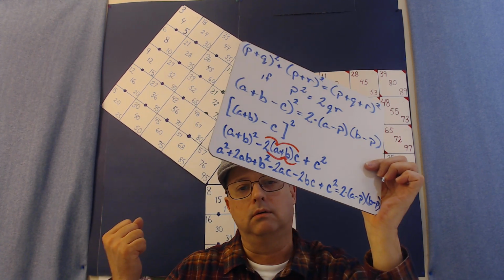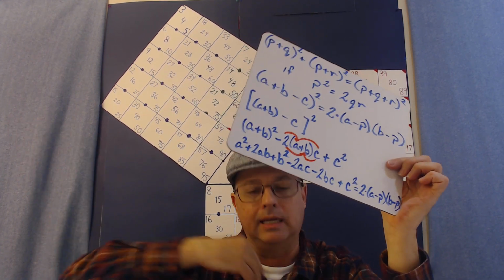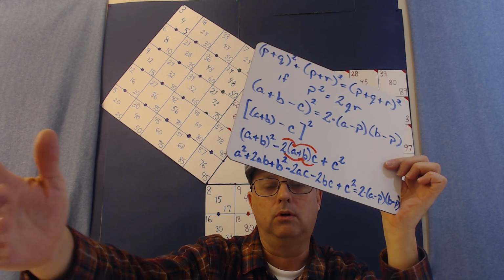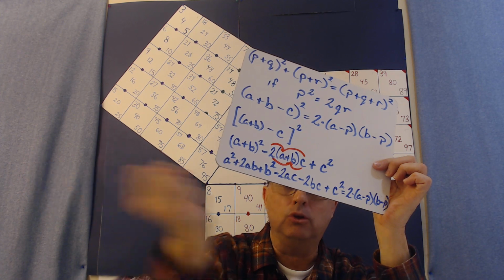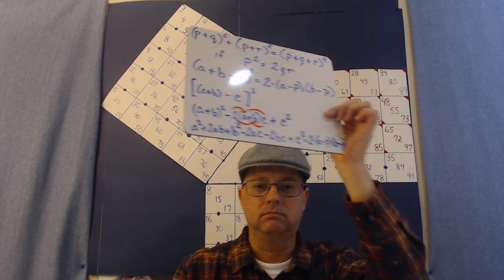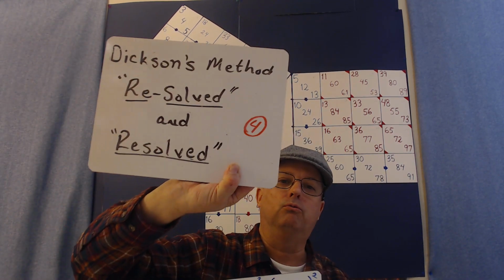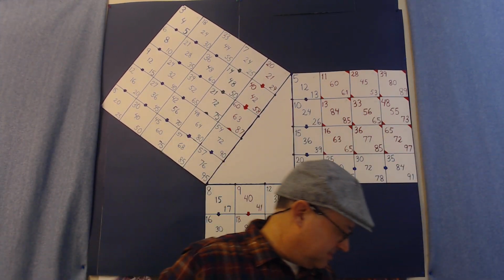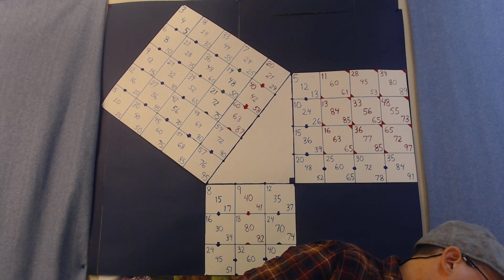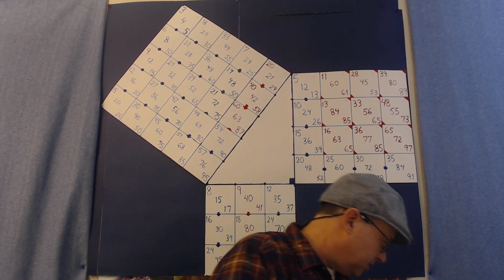So you don't just pick a P and a Q and R and get the Pythagorean triple. You actually have the Pythagorean triple, and from that you get the P and the Q and the R. That's Dickson's method resolved. And so now we have P, Q's, and R's for every Pythagorean triple. Every single one of them.